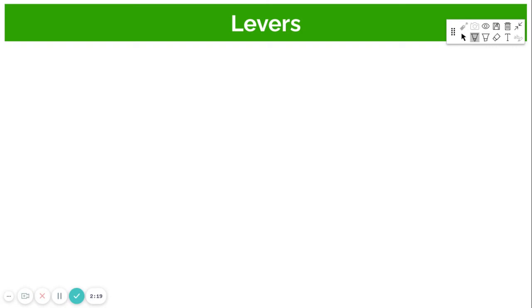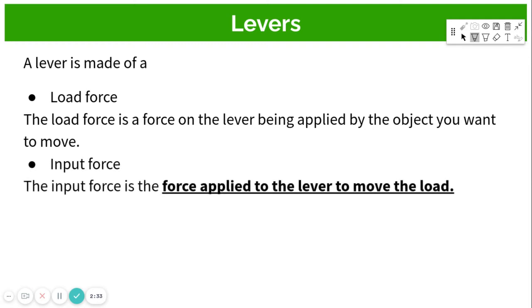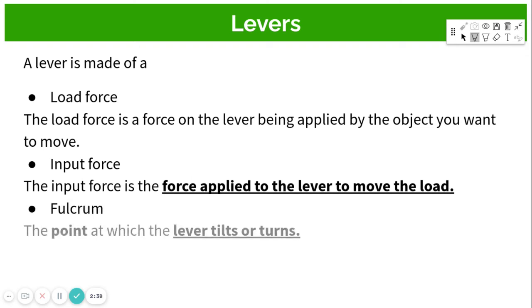All right, cool. So, levers. Let's go. A lever is made up of a load force, and the load force is a force on the lever being applied by the object you want to move. The input force is the force applied to the lever to move the load, and the fulcrum is the point at which the lever tilts or turns.